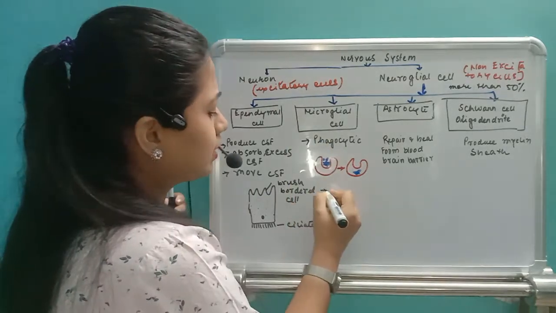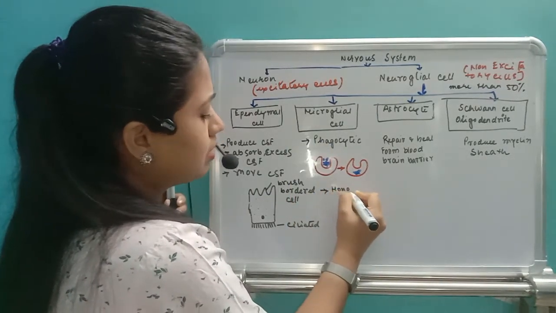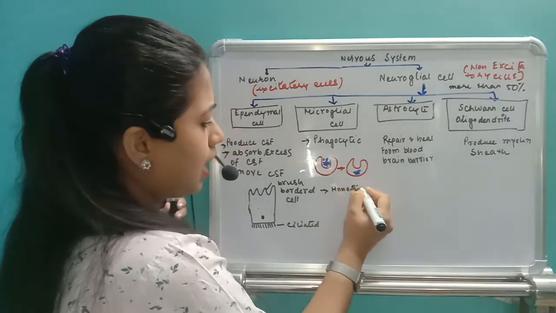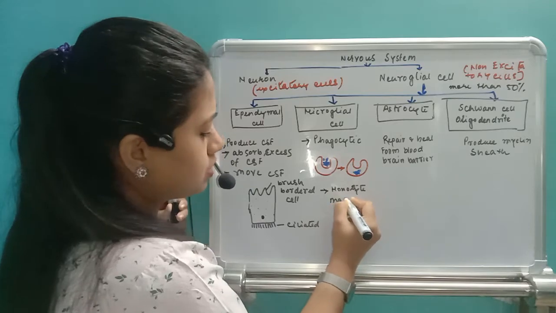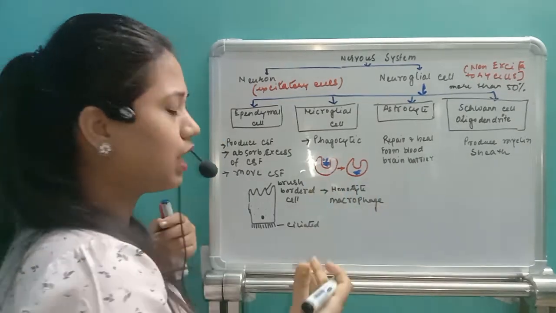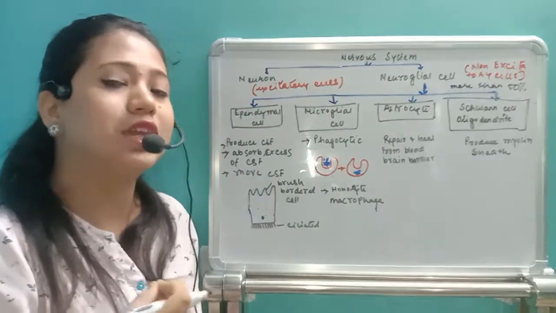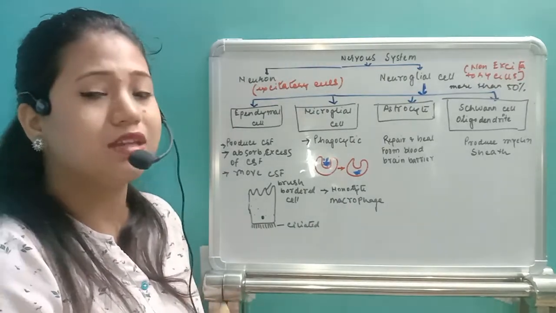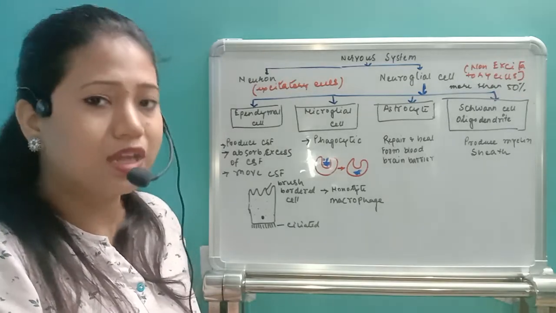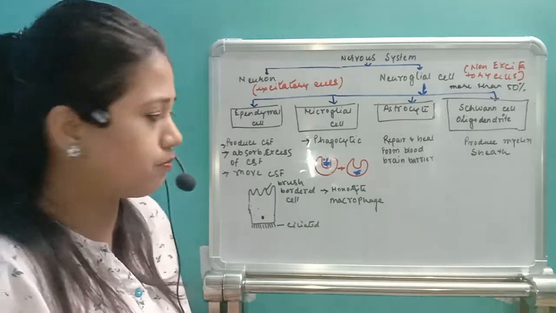So it is like the monocyte as well as the macrophages. It has the function of monocytes and macrophages. It has one function, that it will kill the foreign particle if it enters or is present in our brain, spinal cord, and as a whole in the nervous system.